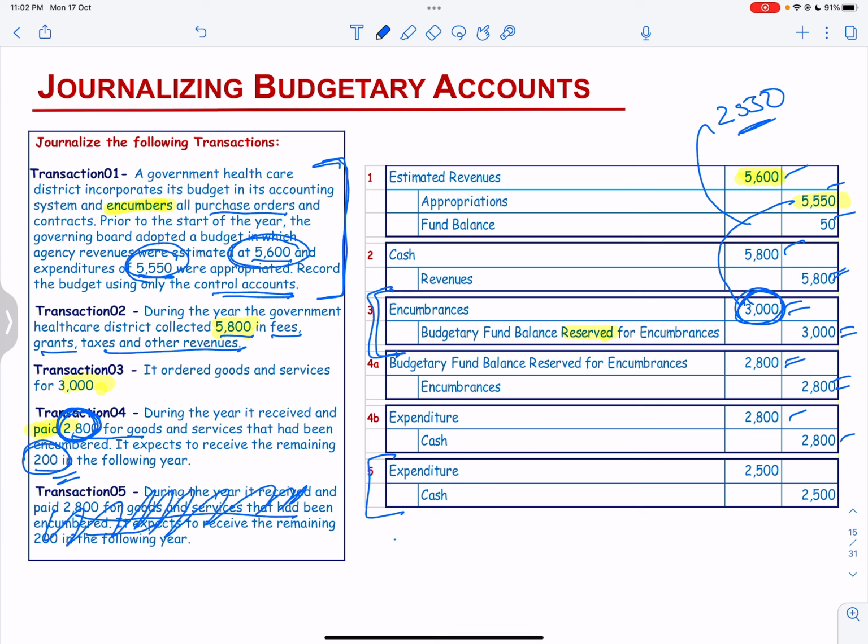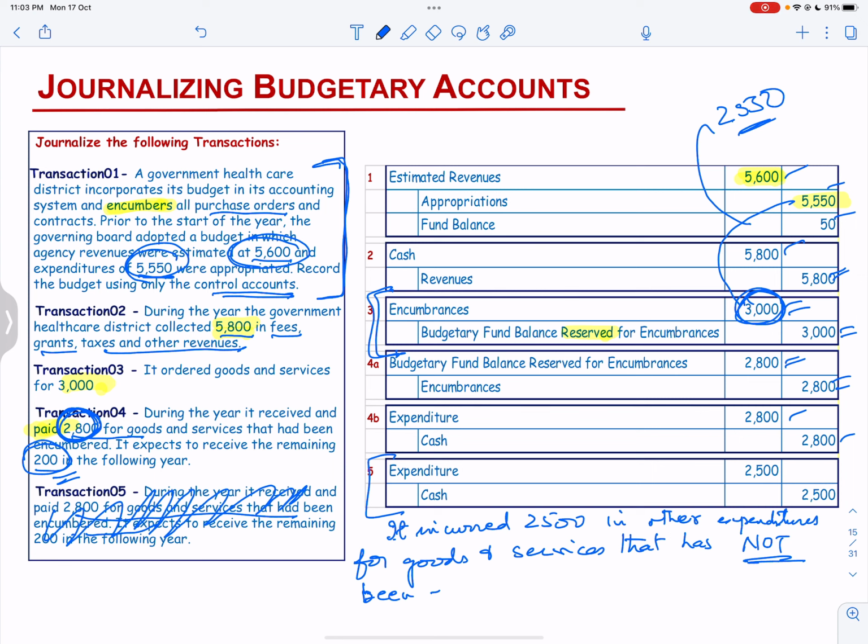So it can be like this: it incurred 2,500 in other expenditures, not expenses, for goods and services that has not been encumbered.